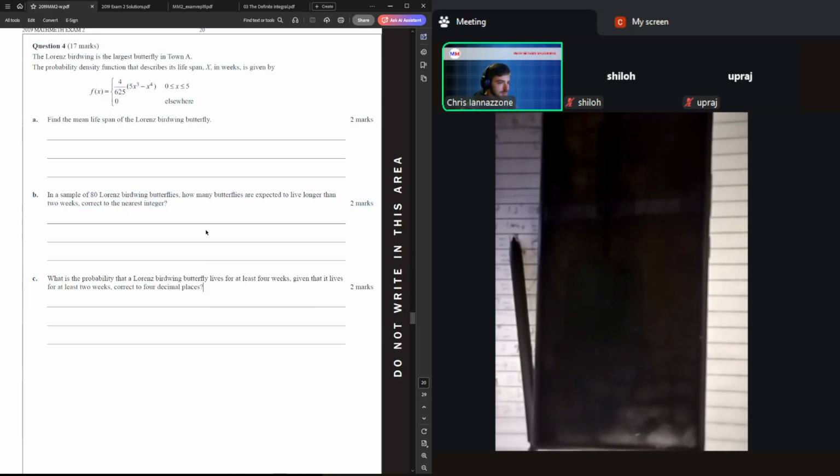Part C. What is the probability of living for at least 4 weeks, so 4 or more, given that it lives for at least 2 weeks, so 2 or more? If you solved B, you could probably solve C quite easily still, using very similar approaches. You just don't really need your E of x, since we're no longer caring about a number of them.